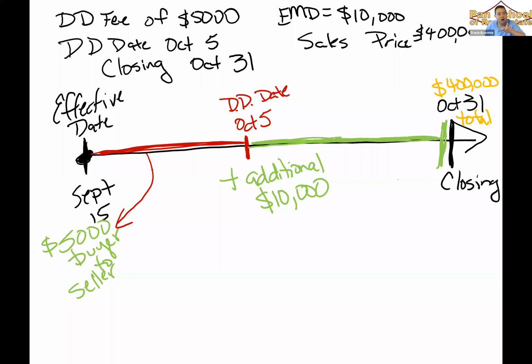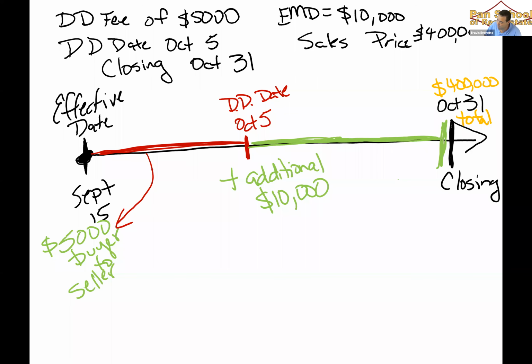How much did it cost me to jump off that train before we get to closing? A total of $15,000, because it cost me $5,000 to ride that first little section, and it cost me another $10,000 to ride this little section. Does that make sense for everybody?